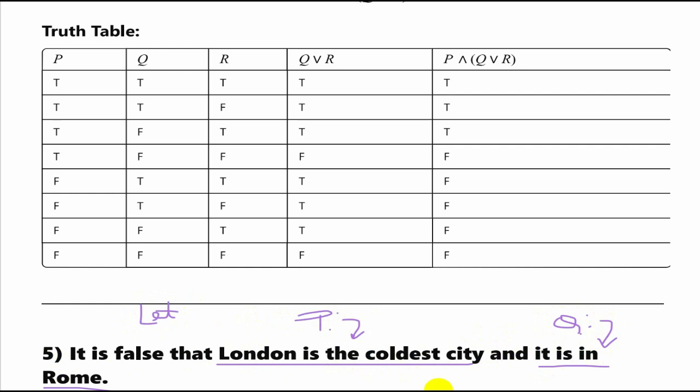Now there's an AND here, so AND means this one. Okay, it is false. It is false. So false means negation. That is, it is not true. It is false means it is not true that London is the coldest city and London is in Rome. So this is how you symbolize it. It is false. So this is our symbolization, and we also showed how to do that.